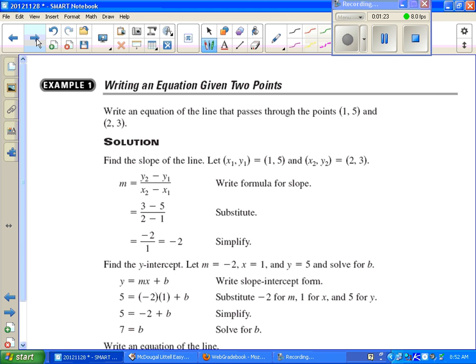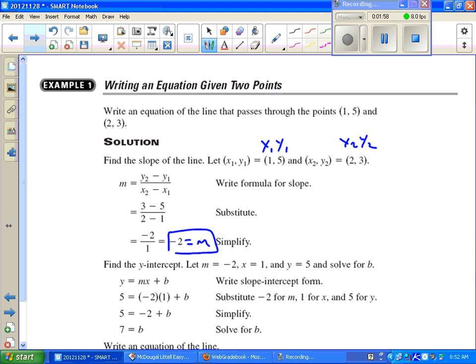The first example says write an equation of a line that passes through these 2 points, (1, 5) and (2, 3). It says let x sub 1, y sub 1 be (1, 5) and x sub 2, y sub 2 be (2, 3). Plug them into the slope formula, the change of y over the change of x. Y sub 2's value is 3 minus y sub 1's value, 5, over x sub 2's value, 2, minus x sub 1's value, 1. So 3 minus 5 is negative 2, and 2 minus 1 is 1. So your slope in this case would be negative 2 if you simplify it. The m value is negative 2.